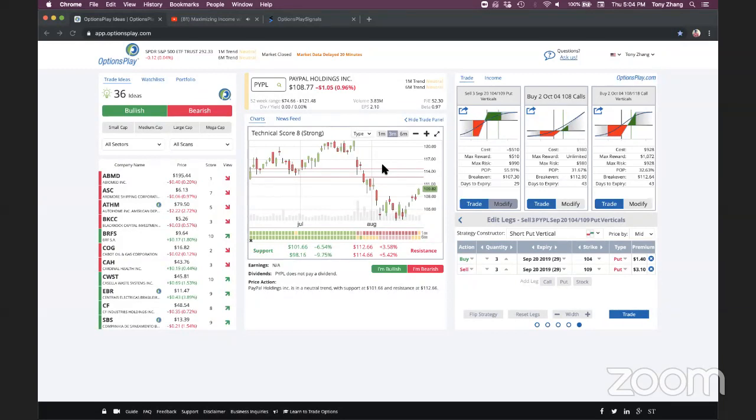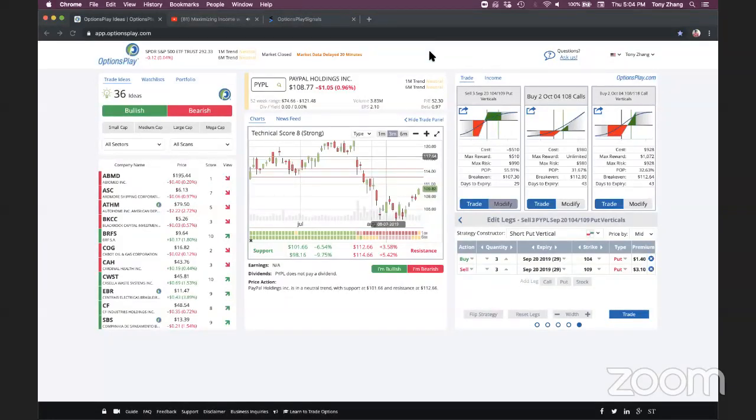If you're collecting less than 1/3 of the width, then you're going to be risking substantially more. You're going to potentially get yourself into some trouble when you have a string of losses, where you're going to lose a substantial amount of capital in your account. So keep that in mind when you're selling credit spreads.